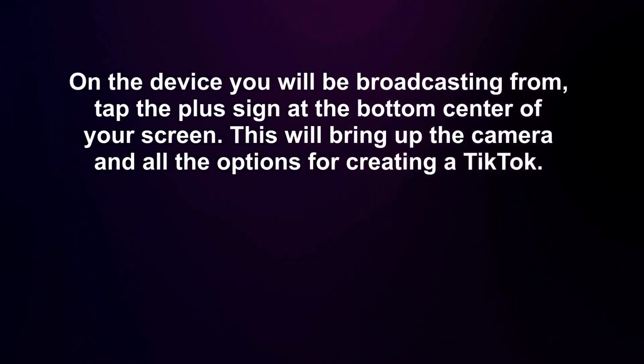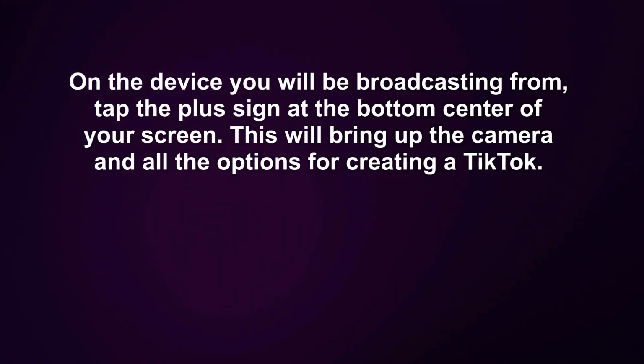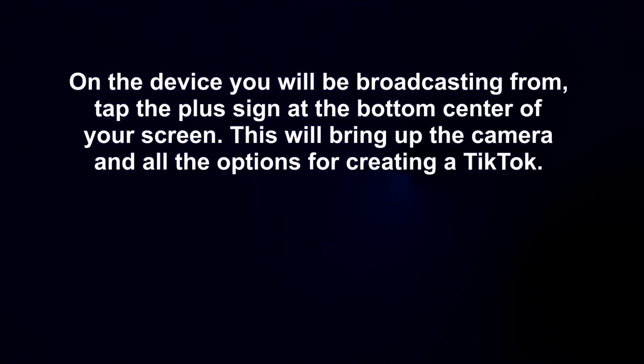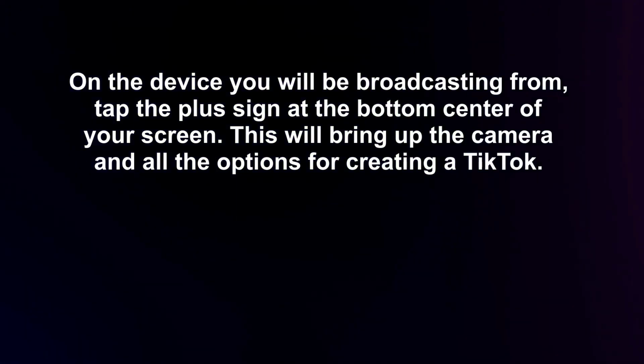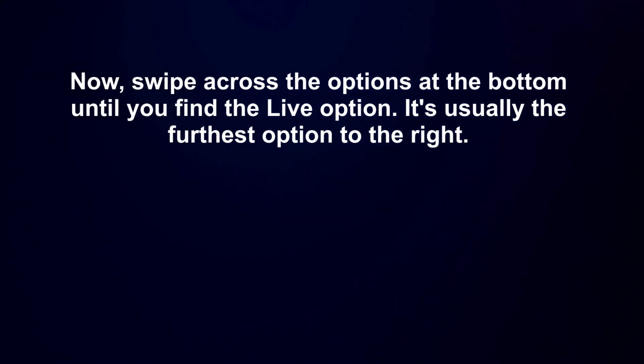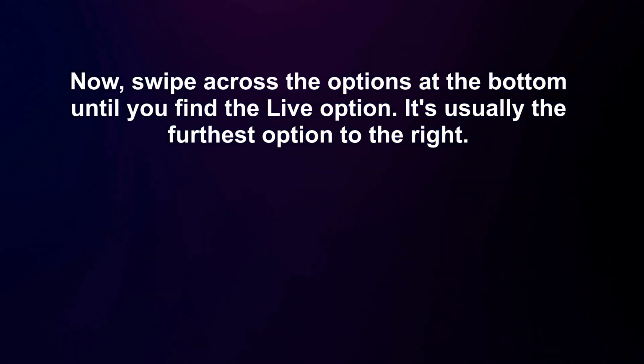On the device you will be broadcasting from, tap the plus sign at the bottom center of your screen. This will bring up the camera and all the options for creating a TikTok. Now, swipe across the options at the bottom until you find the live option. It's usually the furthest option to the right.